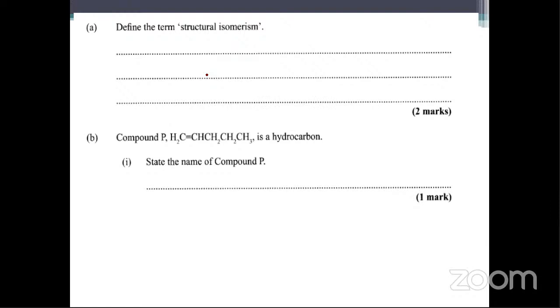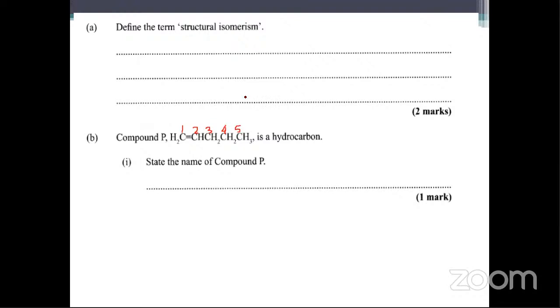All right, let's look at the second question, part B. Compound P is a hydrocarbon. What's the name of compound P? How many carbons are in this molecule? 5. It's 5. 1, 2, 3, 4, 5. So it's going to be named pent-something, right?